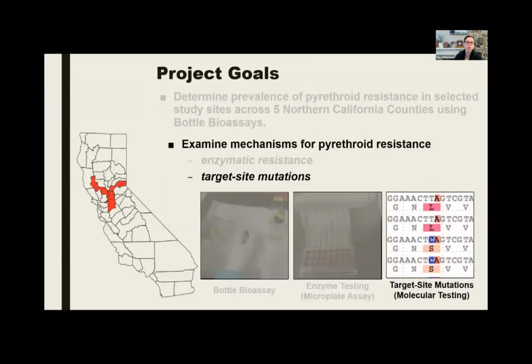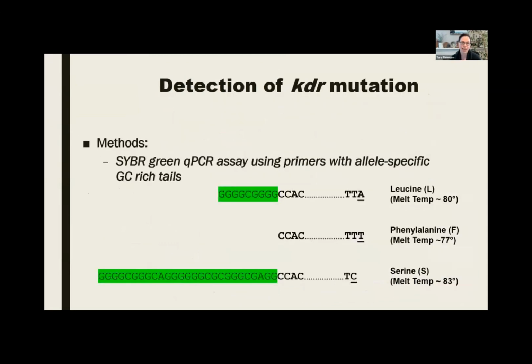Moving now to the target site mutation. So this again is that DNA mutation. For this we have to do molecular assays. It's specifically a SYBR Green qPCR. And we have 3 different primers that match up to the 3 different alleles we're looking for, that leucine, phenylalanine, and serine. The underlined letter here is the DNA mutation that distinguishes those 3 alleles. And then we add those tags that you can see in green. That basically just helps us differentiate them.